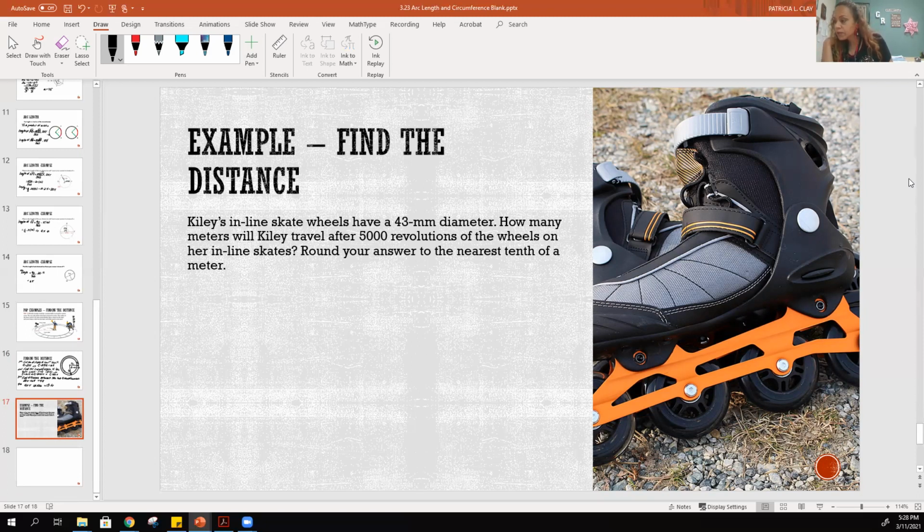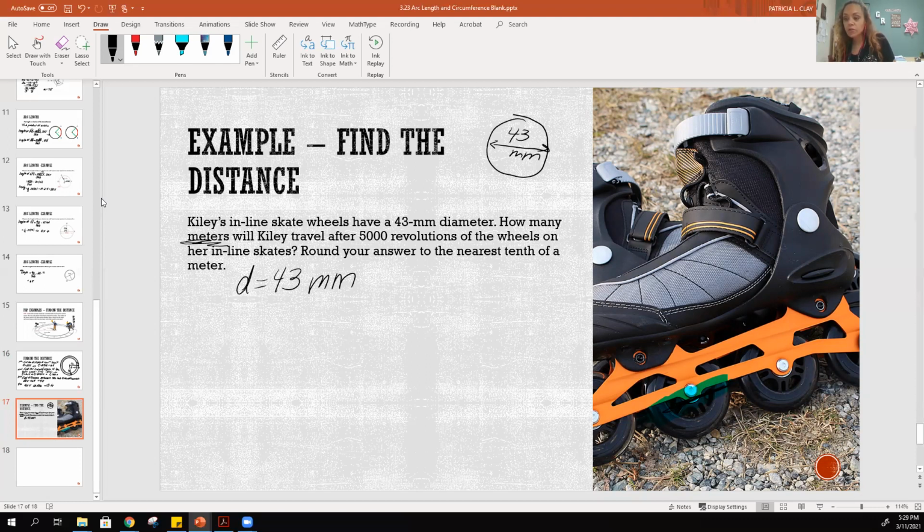The biggest thing we need to know is that it said this is the diameter. So it's saying this right here, the diameter of our wheel, is 43 millimeters. I'm going to write that over here so we know. This is important because it's asking us to find how much she travels in meters. I'm going to draw a little wheel up here just to make sure we're all on the same page. This is 43 in millimeters.